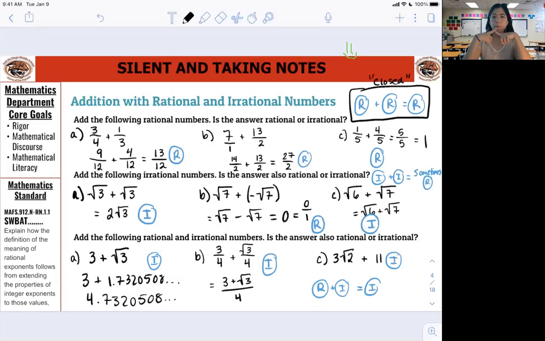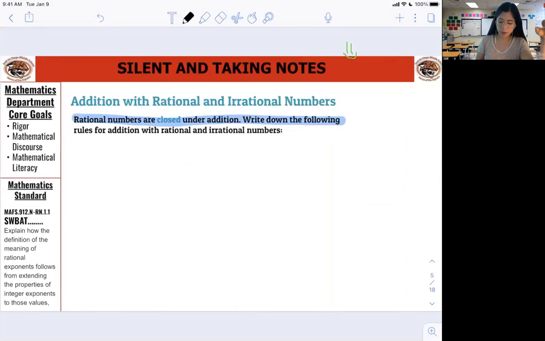Are irrational numbers closed under addition? No, right? Because irrational plus irrational sometimes gives you irrational, but we already noticed that there is an exception. So since there's an exception, it's not closed under addition. So what we're going to do is write down the following rules for addition with rational and irrational numbers, and we're just going to make this little chart.